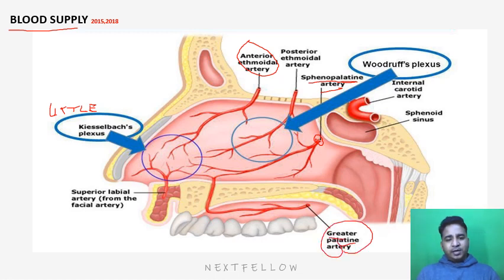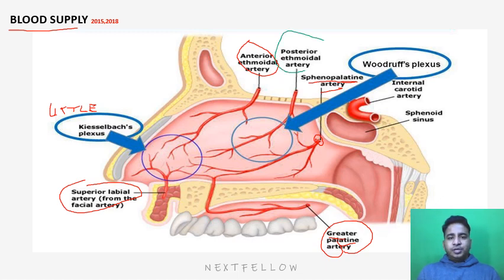This greater palatine artery again runs in the palate and supplies the Little's area, and lastly it is the superior labial artery, which is a branch of the facial artery. So these four particular branches form the Little's area. If the examiner wants to ask which arterial supply does not supply the Little's area, it is the posterior ethmoidal artery.